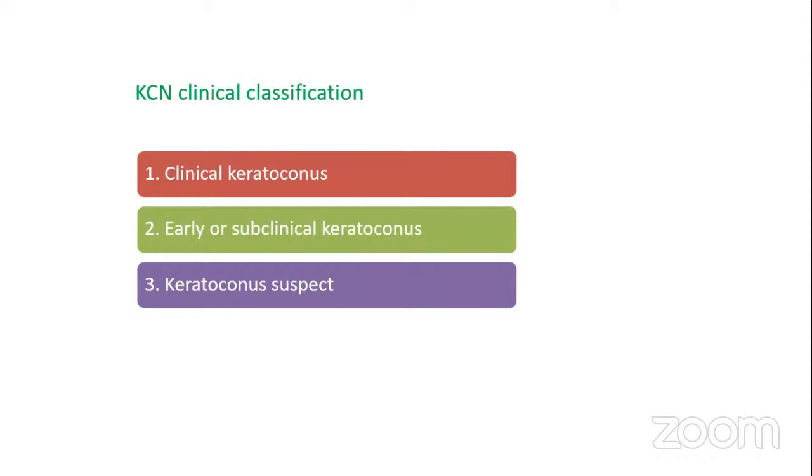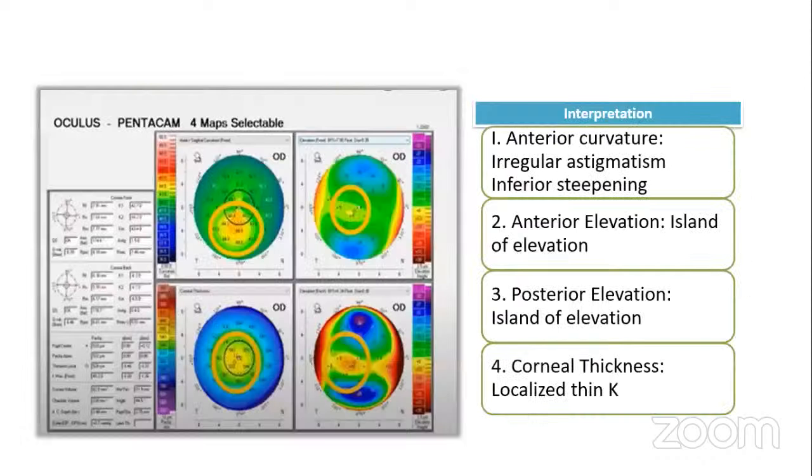In keratoconus suspect, we don't see any signs, and also we don't see any retinoscopic scissoring reflex, but we do see some characteristic signs in the topographic pattern when we see Pentacam maps. So this is a sample of a Pentacam map showing sagittal curvature here and corneal thickness.